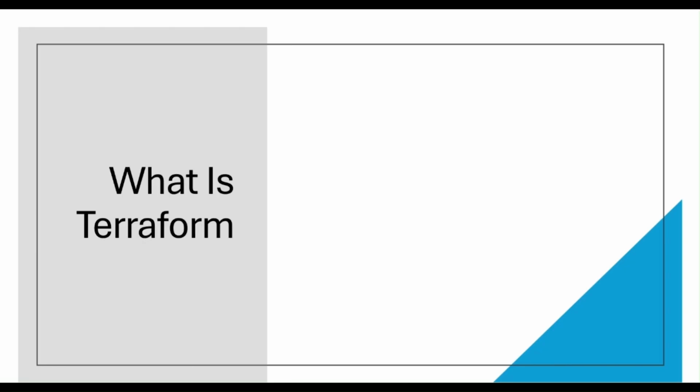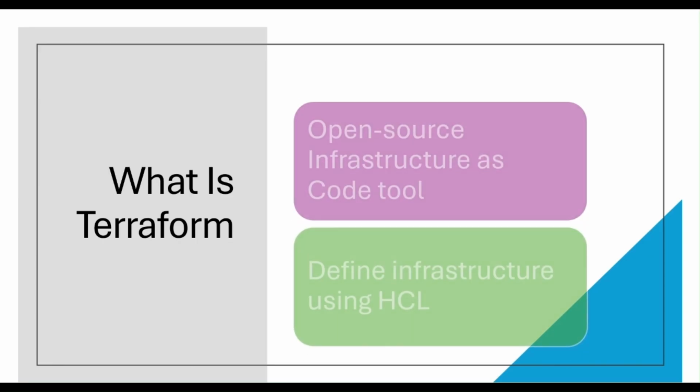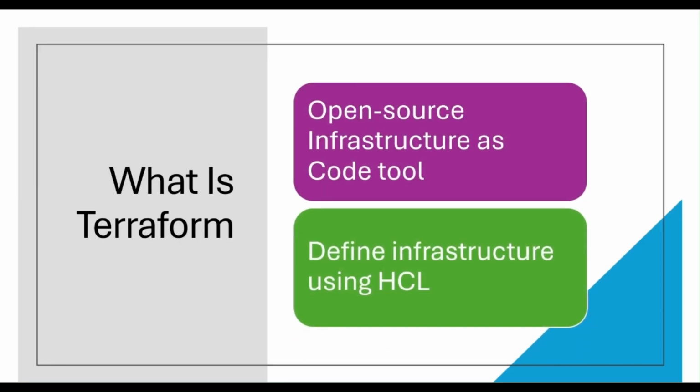But first, let's do a recap. What is Terraform? From our previous lecture, we understand that it is an open source tool used for infrastructure as code, and it's created by HashiCorp. It lets you define cloud and on-prem infrastructure using a simple human readable language called HCL, which stands for HashiCorp Configuration Language.